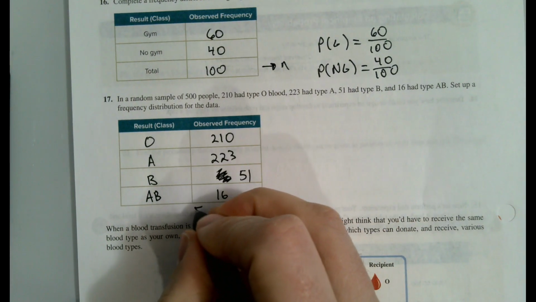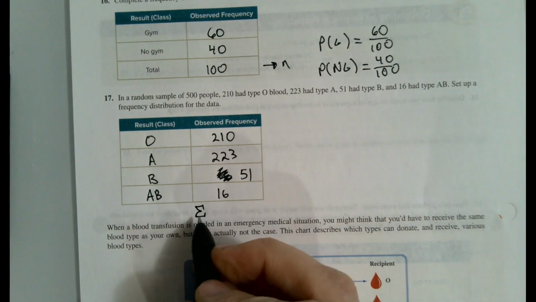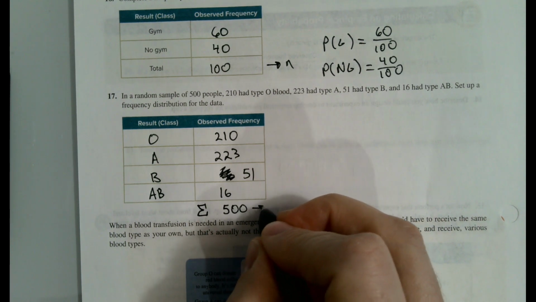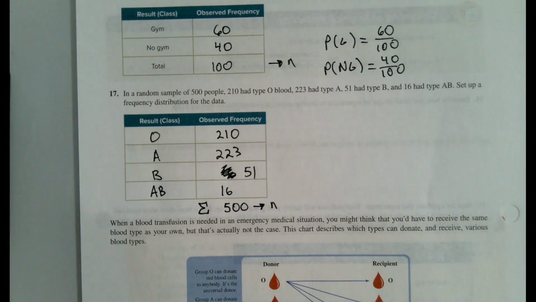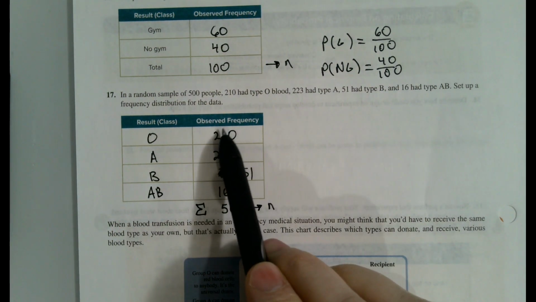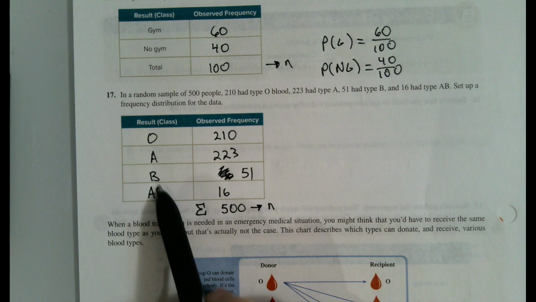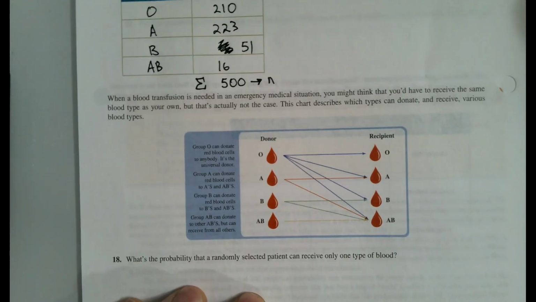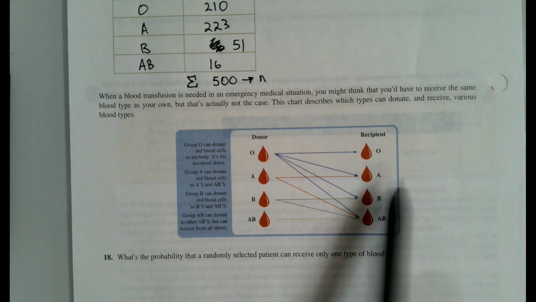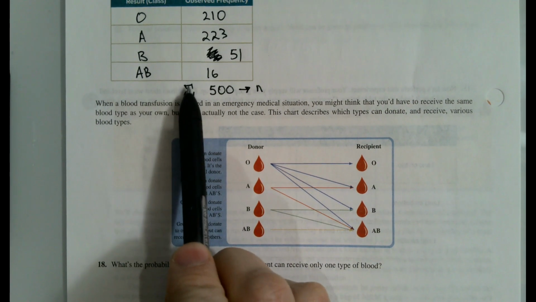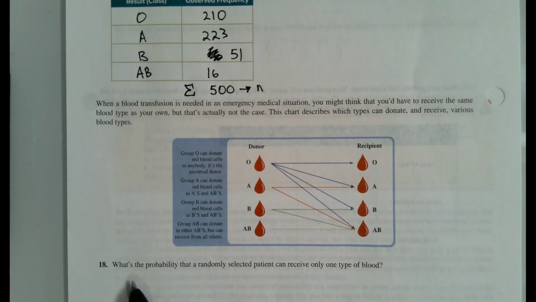Note that the sum, this little symbol is sigma, it's called the sum. The sum of all these is 500. That represents the number of trials, 500 people in our sample. These are the observed frequencies that result for each of these. Our author has given us a nice look at who can donate to whom. And we're going to use this table, this empirical set of data, to calculate these probabilities.